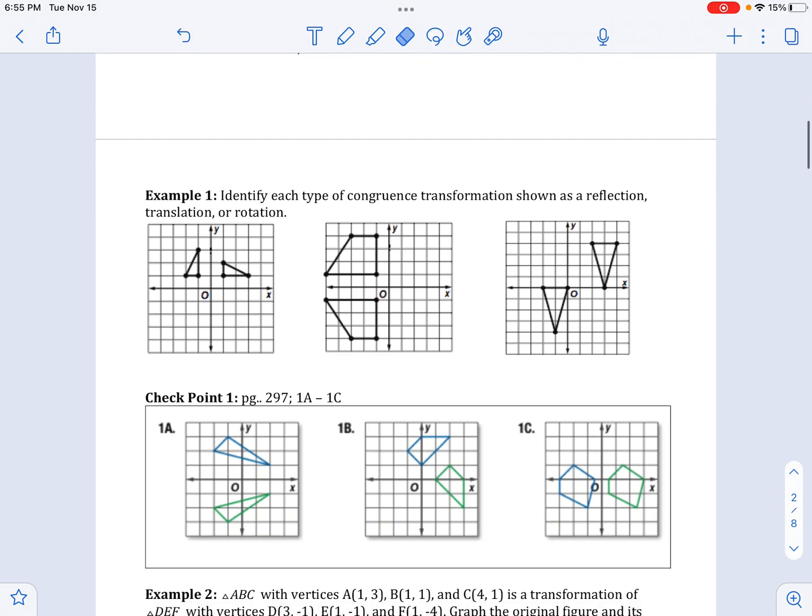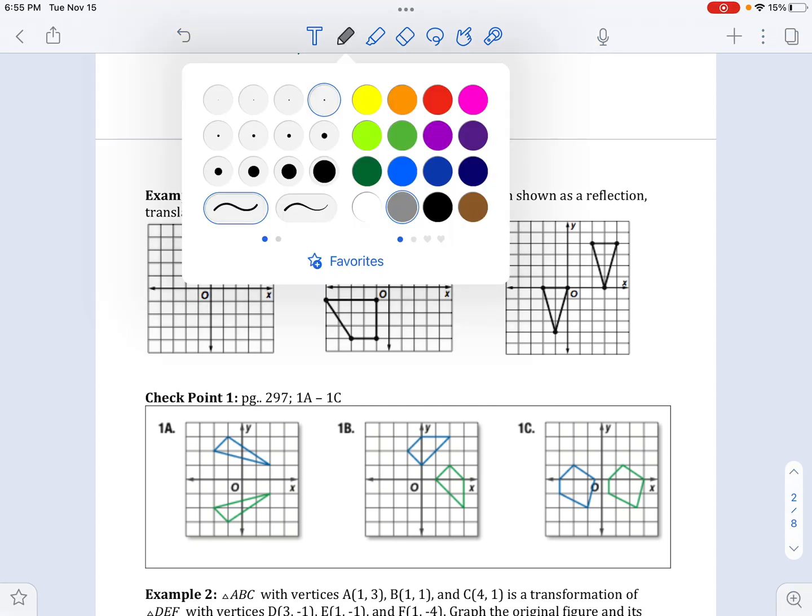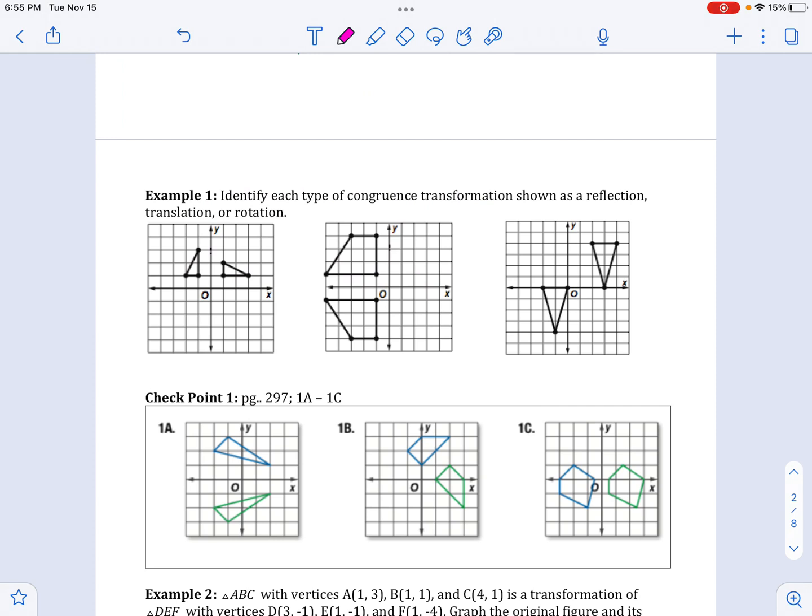So I have three different types of transformations that are rigid or congruence transformations. Those three types of transformations are rotation, reflection, and translation, whether you're turning the shape, flipping the shape over a line of reflection, or translating, moving, or sliding the shape.